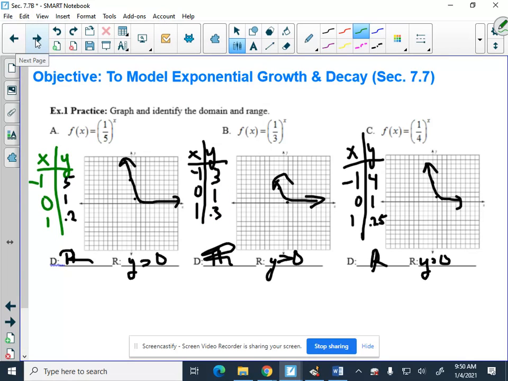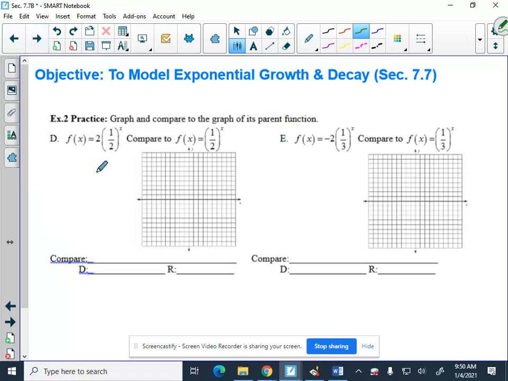Everybody good on this page? Okay, a little longer one today. Okay, now it says graph to compare. All I'm going to do, I don't think I need to graph these to compare. What do you think this one's going to be compared to that one? Okay, 2 times taller. The domain is still all reals. And the range is y is greater than 0.